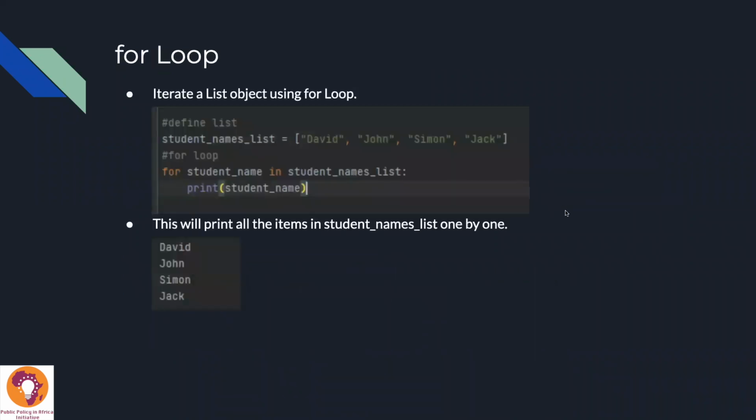So to start out, we're going to go over a for loop. A for loop iterates a list. You can iterate a list of objects using a for loop. So say we define this list of student names, as we saw in last week's lecture. This is a list. It has the square brackets. Everything is separated by a comma here, and this is a list of strings. Remember that lists can have multiple different data types within them, but in this case, we just have a list of strings. So we're defining our list, called student names list. And in that list, we have David, John, Simon, and Jack.